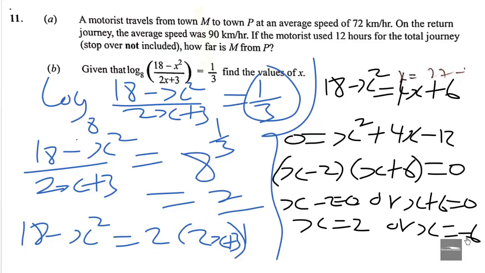When you check, both of them will give you the same result, a positive result. Therefore, both x equal negative 6 and 2 satisfy the equation. The values of x are x equal 2 or x equal negative 6. We are done with question number 11. We are proceeding to question number 12.